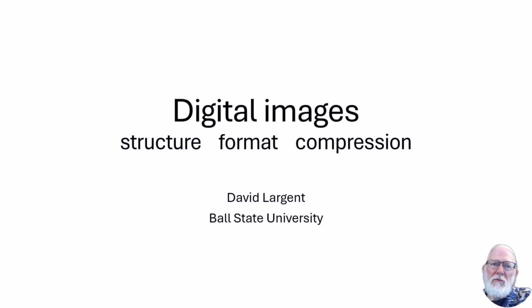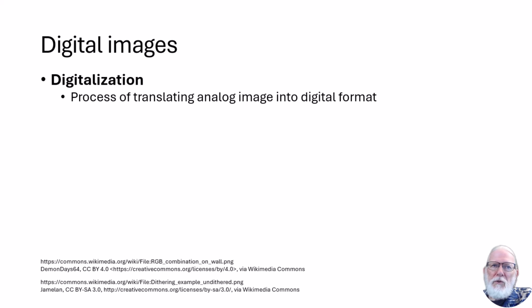Let's take a high-level look at digital images. We'll take a look at their structure, format, and compression. Digital images are produced by a digitalization process, and we'll define that as a process of translating an analog image into a digital format, analog being what we have in our physical real world.